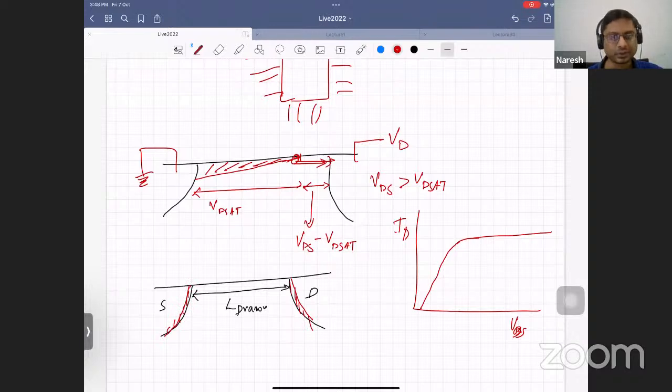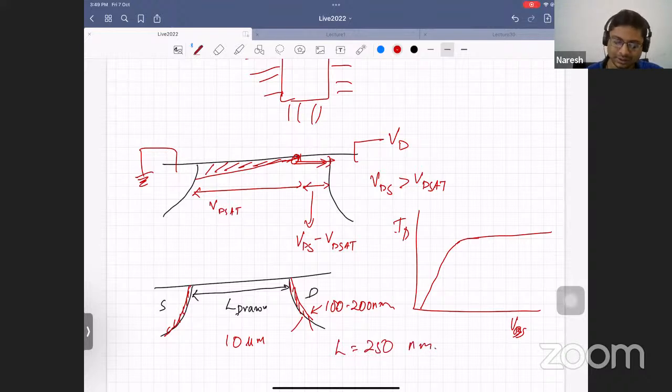So now, when this was like 10 microns, this depletion region typically will be less than what? 100 nanometers, typically 100 or 200 nanometers, something like that. It was very, very small compared to the overall channel length. So we ignored it. But when we come to the short channel MOSFETs, let's say the length itself has become 250 nanometers. Now the depletion width will become a significant part of it.